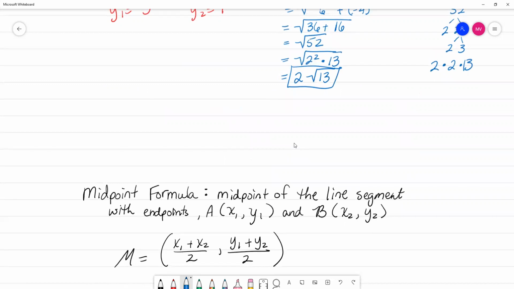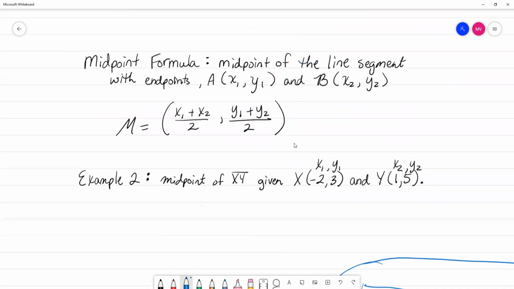Okay, so moving on to the midpoint formula. This is the midpoint of the line segment where the endpoints are given as coordinates on a Cartesian plane. So the midpoint of the x coordinate is the average of the x coordinates, and then the midpoint of the y is the average of the y coordinates. So that is your midpoint formula, which I already have written on there for you. Just put a box around it.